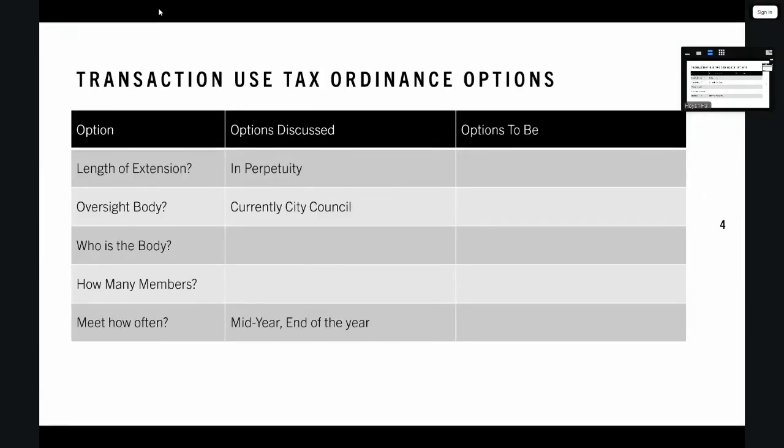And part two of that was, who is the body? If you're going to create a body, how many members are you going to look at putting on there? And what are their roles, responsibilities? How often are they meeting? Are they just looking at mid-year and the closeout on the new budget? What does that look like? So it's a full development of the oversight. I will stop there and turn it over to you for discussion on those few items that I just went over. Thoughts, questions?